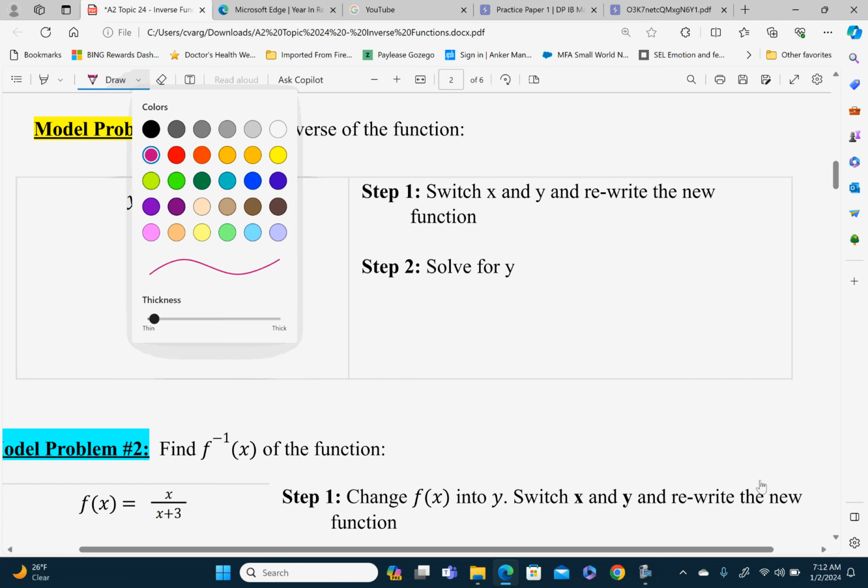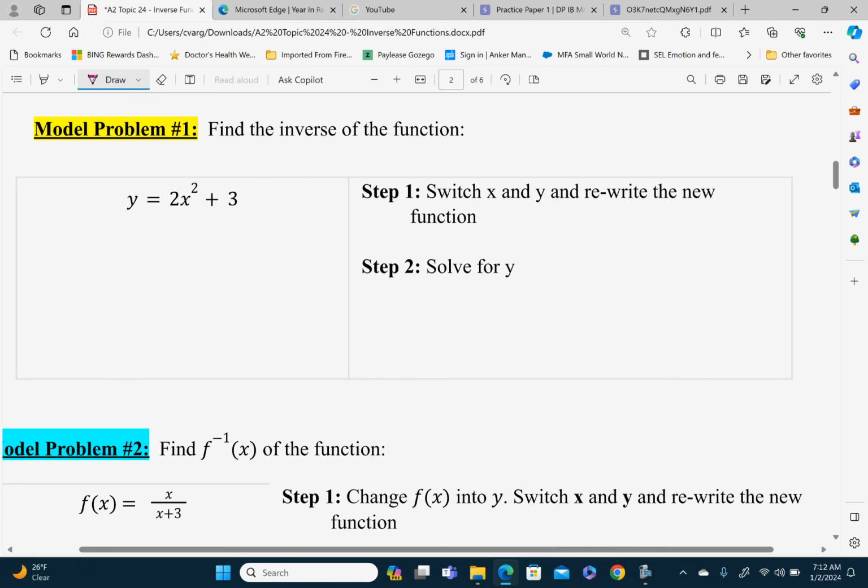Now let's go through and do this algebraically, right? So it says find the inverse of the function. So we have y equals 2x squared plus 3. So remember what we said, right? Switch the x's and the y's. So here we have a y, we're going to switch it to x. So x equals, the 2 is going to stay, that's neither an x nor a y. The x is going to become a y, squared is going to stay plus 3. So right now, you could say that we just found the inverse. So step 1 is done. We switch the x and the y. And then step 2 is we're going to solve for the y. We're going to get the y by itself.